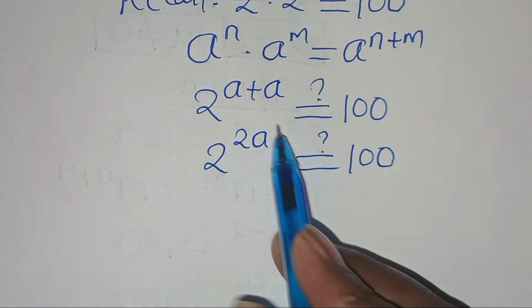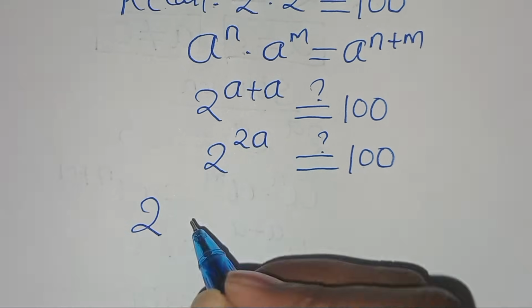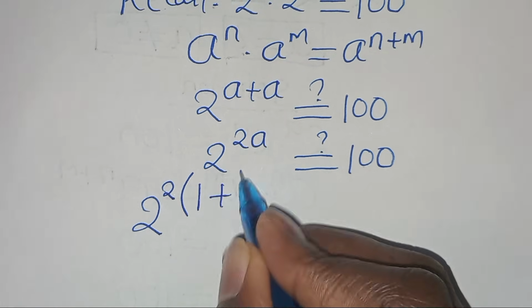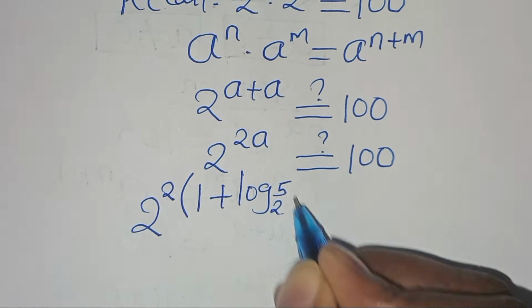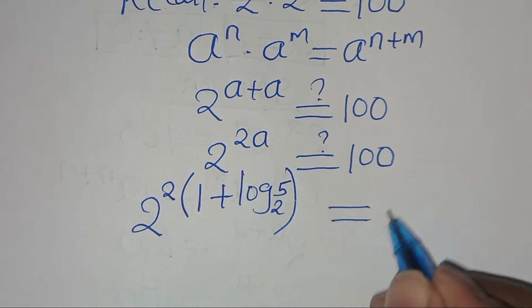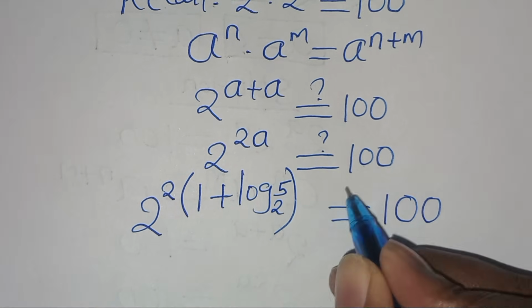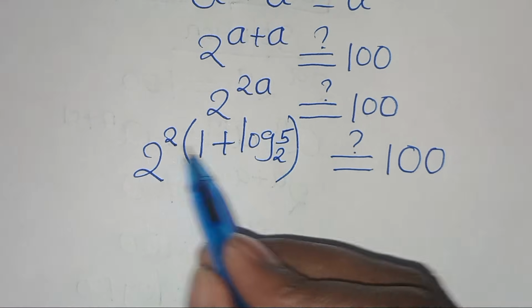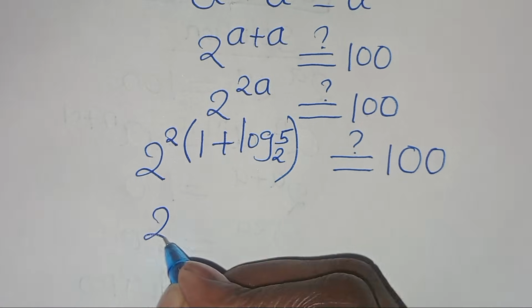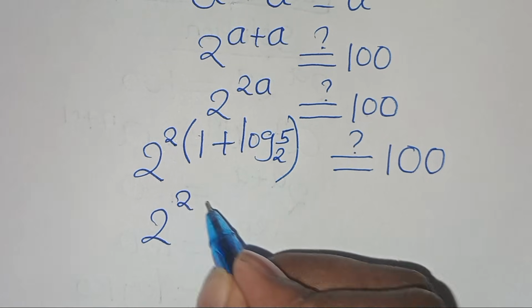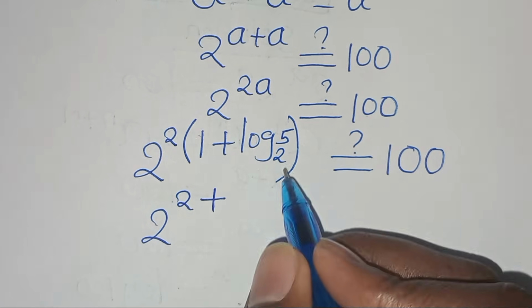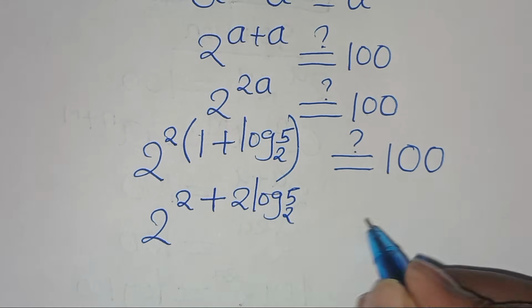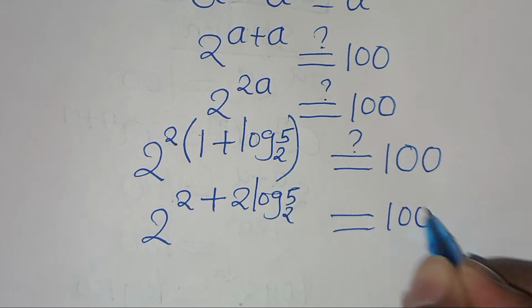Now let's substitute the value of A here so that we have 2 to the power of 2 times A, which is equal to 1 plus log 5 to base 2, inside the parentheses. This should give us a value of 100. The next step is to open the parentheses, so that we have 2 to the power of 2 times 1, which is 2, plus 2 times log 5 to base 2. This is supposed to give us a value of 100.